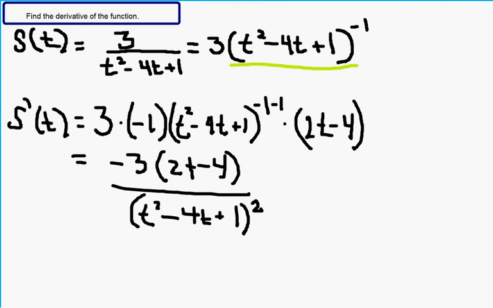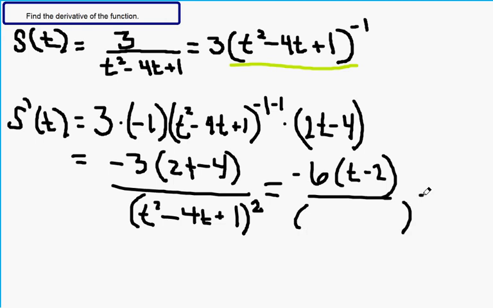Now a person should be in the habit of checking to see if anything simplifies in their answer. I see that I have a common factor of 2 that I could factor out, leaving me with this linear factor t minus 2 inside the parentheses. If this denominator would factor into linear factors, we might do that. But I can't think of any factors of positive 1 that add up to negative 4, so this doesn't simplify.